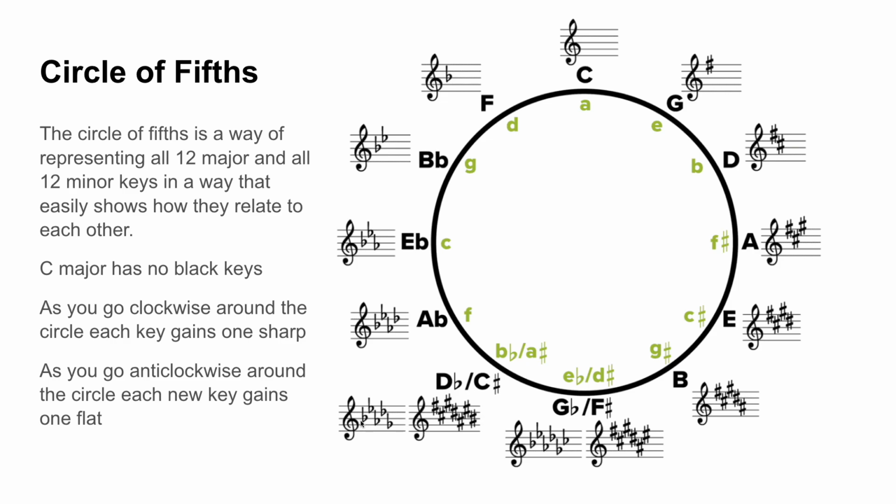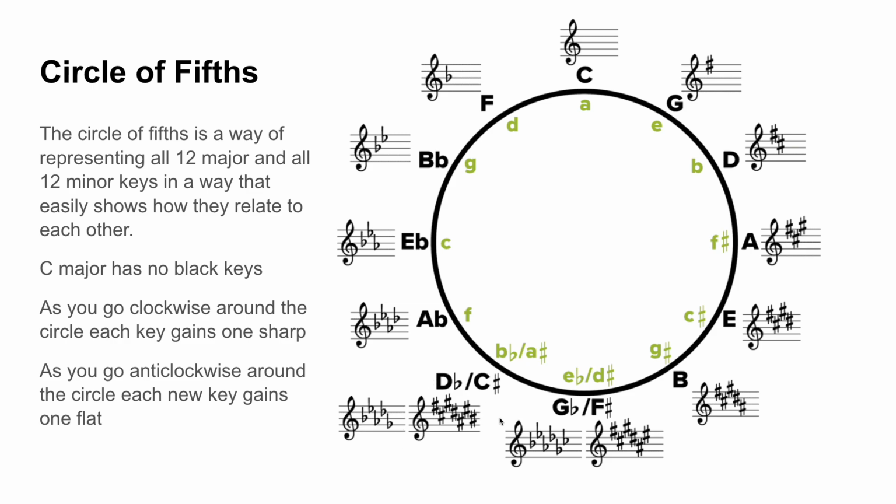D flat major has a B flat, an E flat, an A flat, a D flat, and a G flat. And then G flat major, which is the same as F sharp major, has a B flat, an E flat, an A flat, a D flat, a G flat, and a C flat. I should also just note C sharp major, which has an F sharp, a C sharp, a G sharp, D sharp, A sharp, E sharp, and a B sharp.